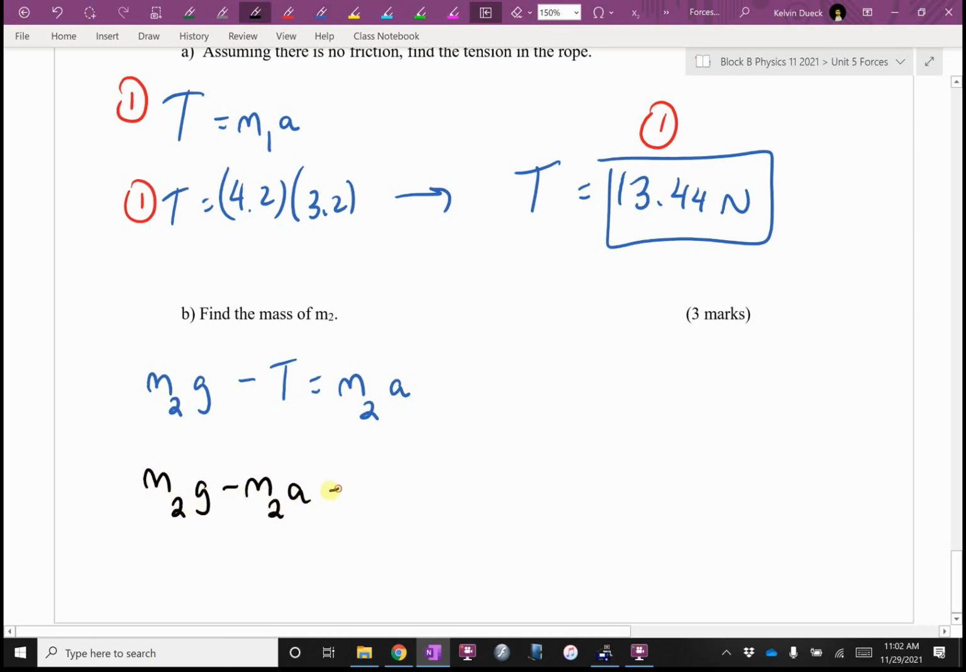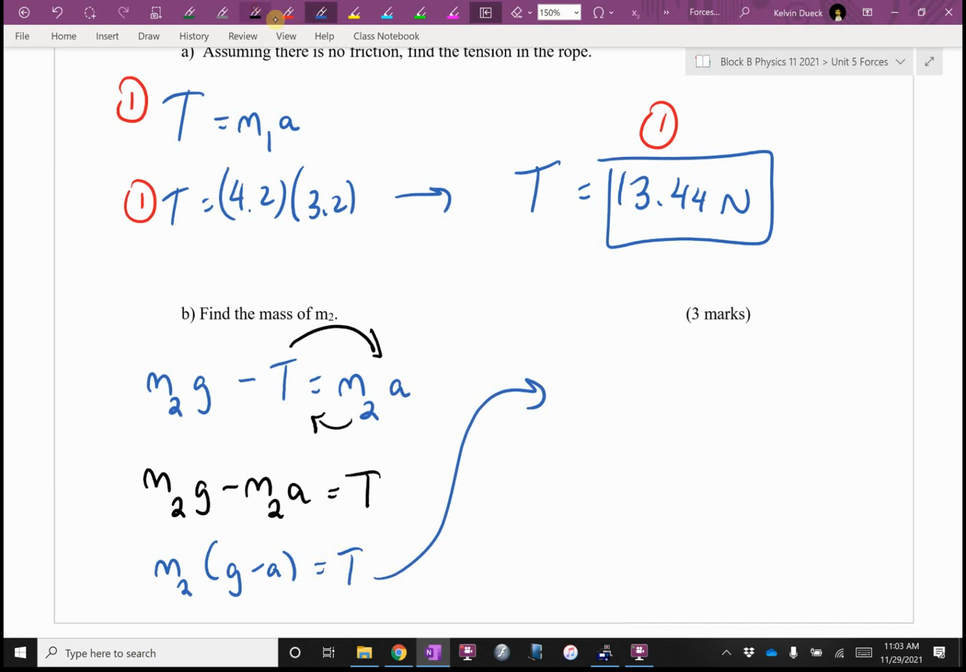I did a little swappy dance. How many M2s do I have? How many would I prefer? It'd be really cool if there was a Math 9 operation that I could pull out of my back pocket and change this from 2 into 1. Is there? I can factor? M2 bracket G minus A equals tension.